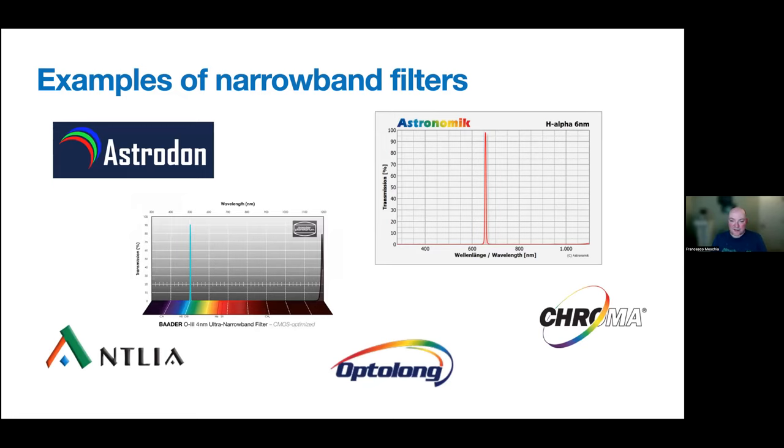These are just some examples of manufacturers of narrowband filters that you can find. The two that are considered the best from a quality perspective are Astrodon and Chroma. They are also the most expensive. Astronomik is another very reputable brand. This is German. Baader is also German. They make narrowband filters. They made a new series that came out last year. There's been some controversy about those, especially if you image with fast ratios. I use them, they work for me, but your mileage may vary.